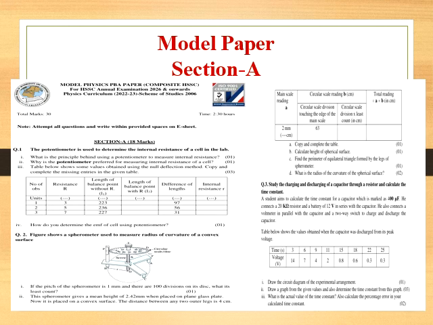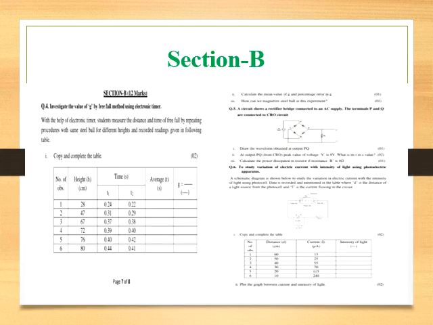Here we have a model paper that is being shared on Federal Board website also. So this is section A of your PBA paper that consists of 18 marks, and all the questions are from the single experiment. This is section B of your model paper, and the questions are from multiple experiments, and it carries 12 marks.